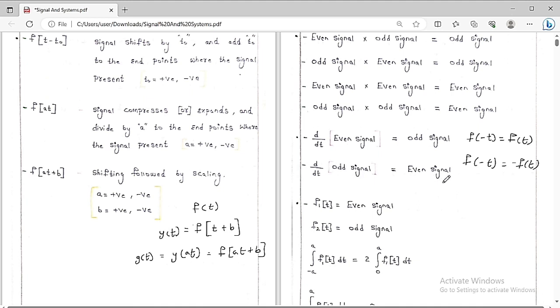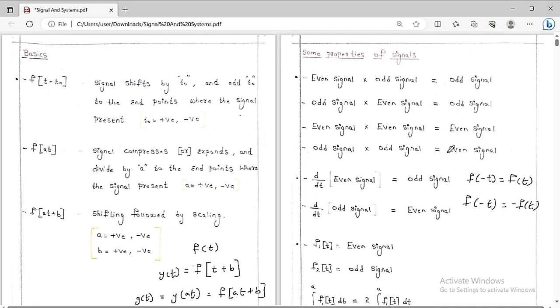So this is a simple thing you always have to keep in your mind. Always remember, the derivative of an even signal gives an odd signal, and the derivative of an odd signal gives an even signal. So these properties you always have to keep in your mind. So what are the properties? Even signal means f of minus t is equal to f of t. Odd signal means f of minus t is equal to minus f of t.